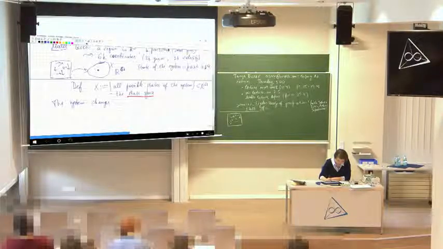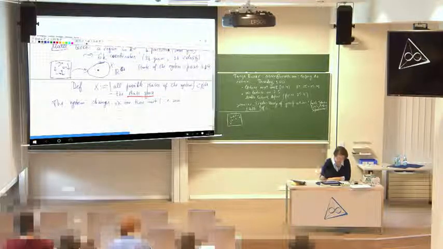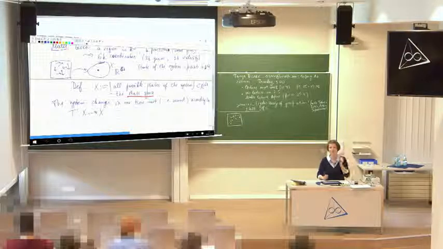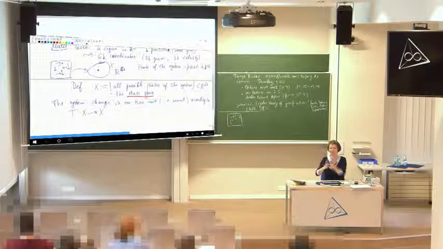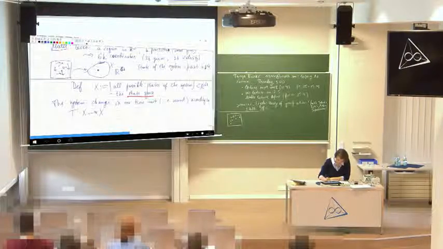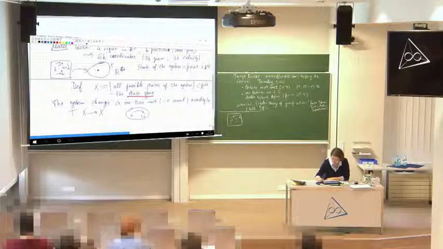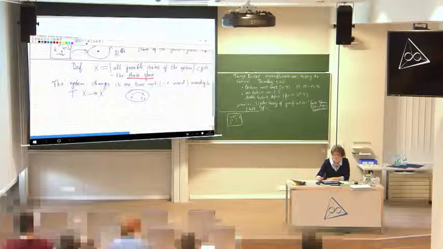In one time unit, say one second, according to some law. And this law we denote by T, which is from X to X. Right? We have a point in X, and in 1 second we have another point in X. This is the action of T. Here time is discrete. One can also, of course, consider the continuous time. In this lecture, we'll consider the discrete time.